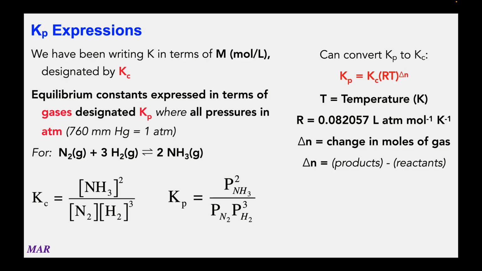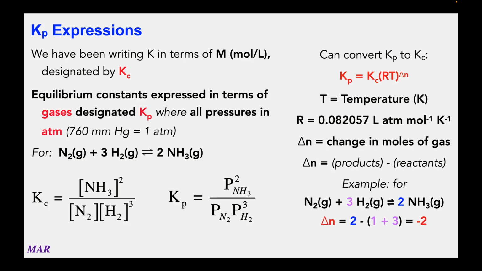So for the ammonia example we just did, delta N would be 2 for the products, 2 moles of gas, minus a total of 4 moles of reactants. 1 nitrogen plus 3 hydrogen is 4. So delta N would be 2 minus 4, which is negative 2. And you could plug that into delta N at that temperature, the gas constant. You can turn your Kc into Kp, no problem.